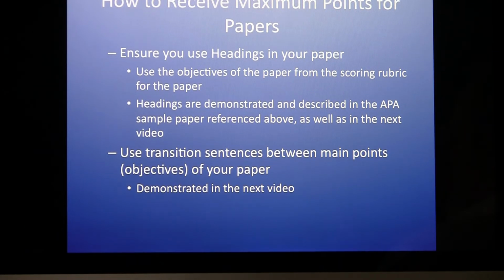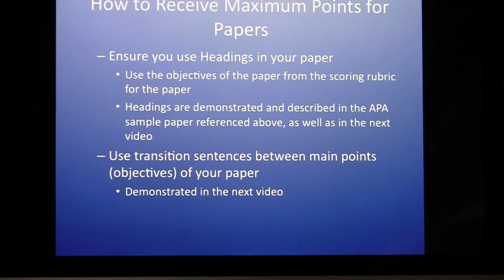Make sure you use headings for your paper. Use the objectives of the paper from the scoring rubric for the paper as headings. Headings are further demonstrated and described in the APA sample paper referenced above, as well as in the next video. It's also important that you use transition sentences between main points or objectives of the paper. And again, I'm going to demonstrate how to do transition sentences in the next video.